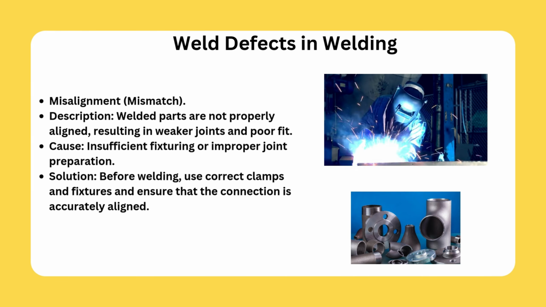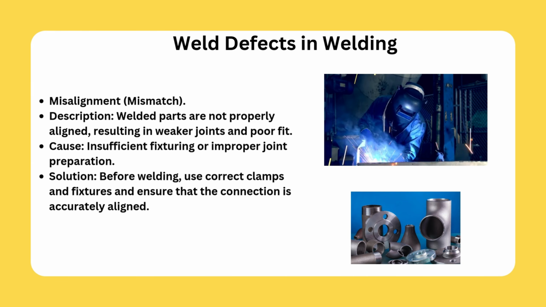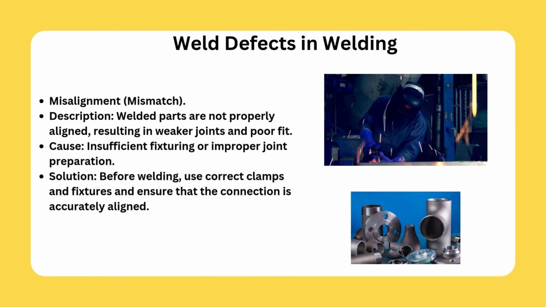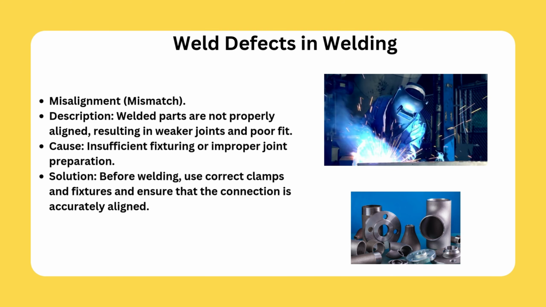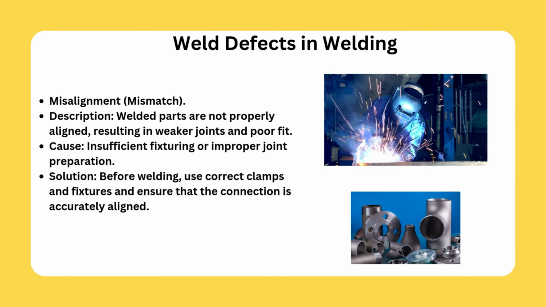Misalignment, mismatch. Description: welded parts are not properly aligned, resulting in weaker joints and poor fit. Cause: insufficient fixturing or improper joint preparation. Solution: before welding, use correct clamps and fixtures and ensure that the connection is accurately aligned.